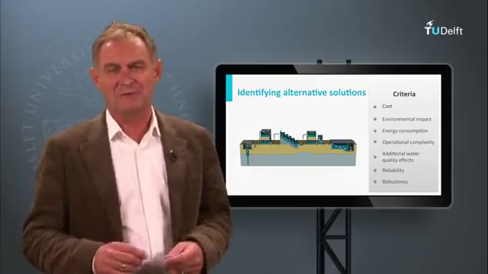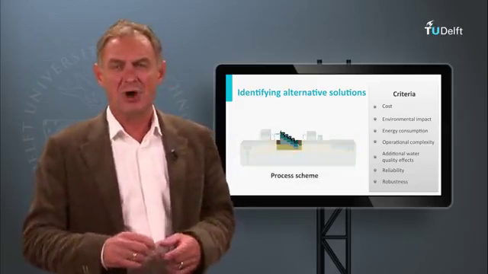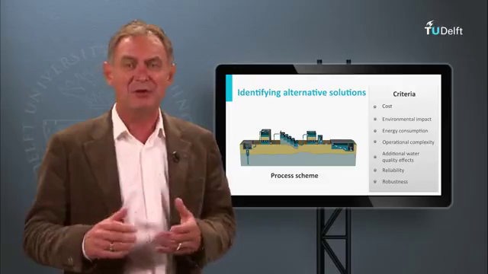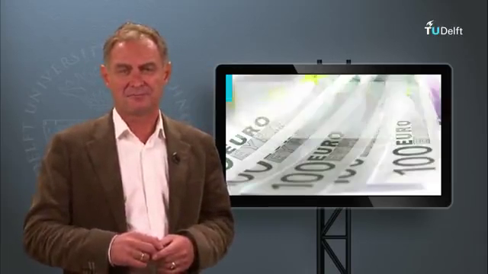The chosen alternative is represented in the process scheme. Here the position of the process in the treatment train is shown, sometimes already with an indication of the number of units and the dimensions.